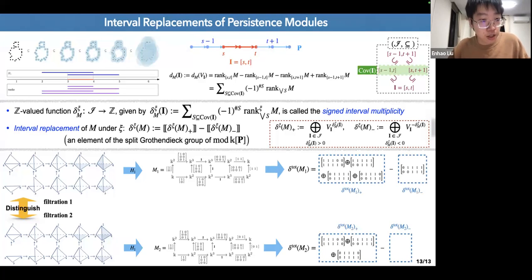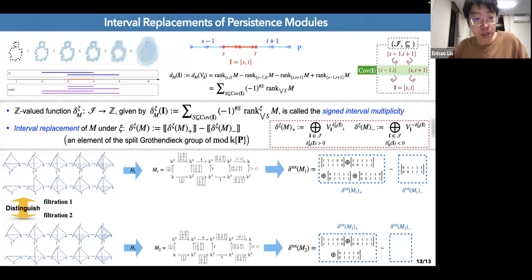So as I show in the last illustration for these two, if we want to distinguish these two filtrations, which look very similar, only the last, the maximum complex is different. And also, if you look at their persistent modules, they also look very similar. Only one entry changes, right? From 1 to 0 or from 0 to 1.